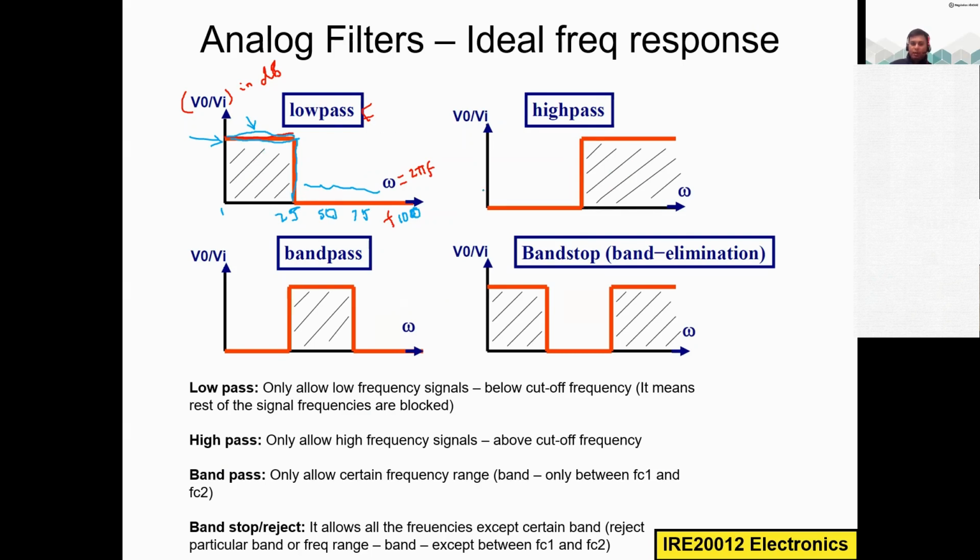Similarly, the same graph we can draw for the high pass filter. In the high pass filter, same here, we have frequencies on the x-axis and then gain on the y-axis. Here it stops all the low frequencies. It passes only the high frequencies at the output. So this is the frequency response of a high pass filter. Remember, we are talking about ideal frequency response. We are not talking about actual frequency response.